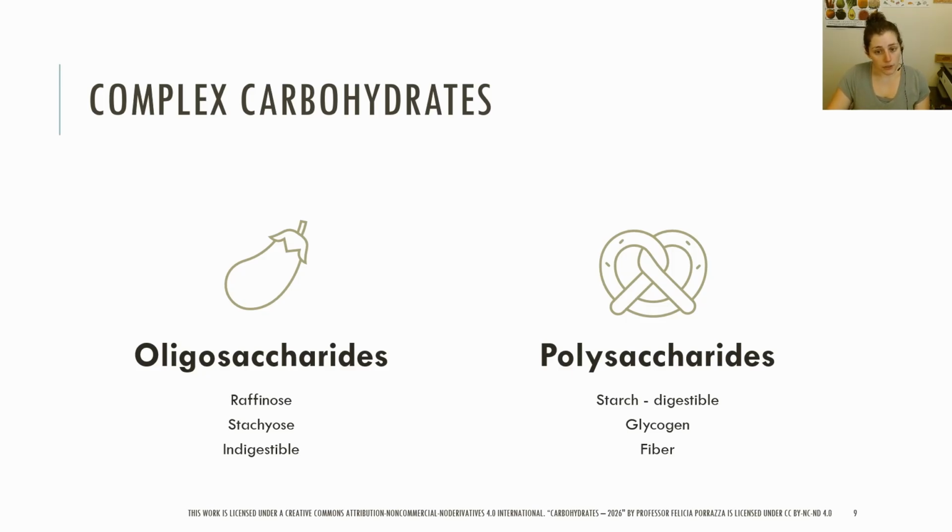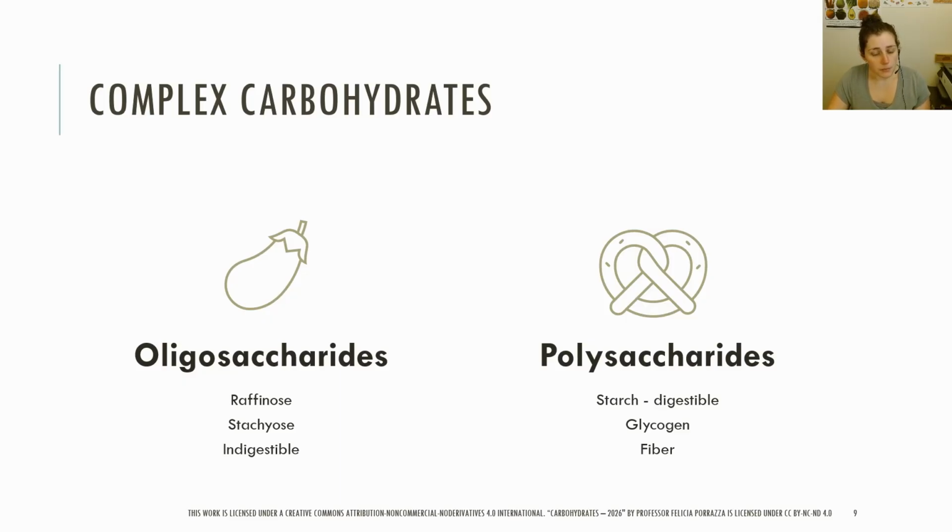Glycogen is another example of a polysaccharide, and it is the storage form of carbohydrates in humans and animals. It's made up of highly branched chains of glucose, and it's stored in the liver and skeletal muscle. The branch structure of glycogen makes it easier to break down quickly to release glucose to serve as a fuel when needed on short notice.